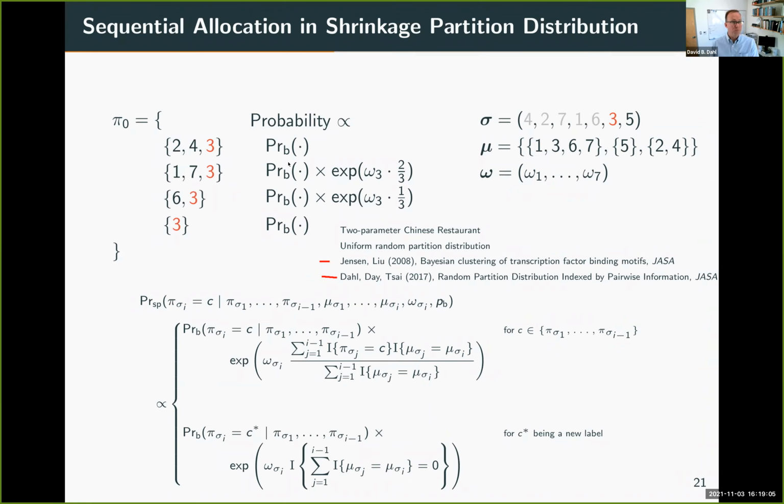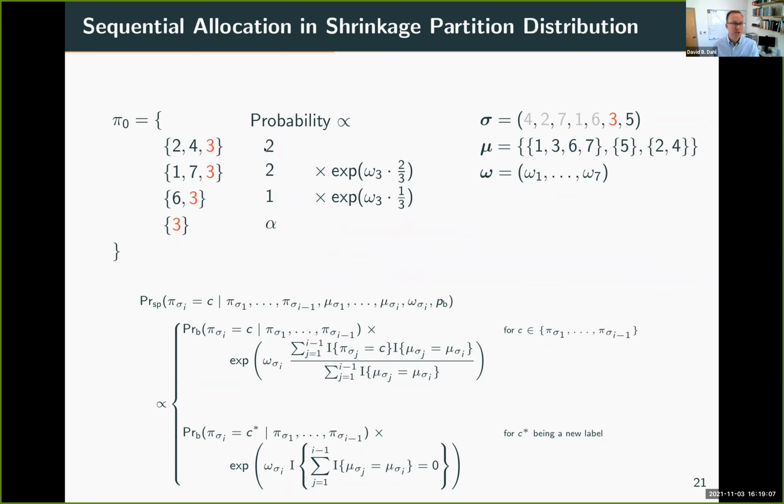If it were the Chinese restaurant process, it would just be 2, because there are 2 existing items here, or 2 here and 1 in alpha. So it's a very simple calculation to do. And the point is that we've defined this probability up to a normalizing constant, but we could very easily evaluate each of these 4 things and normalize to get the exact probability of allocating to each of these 4 different configurations.